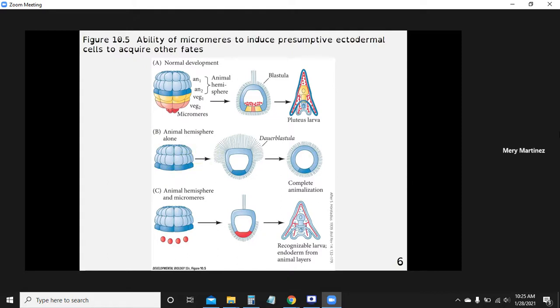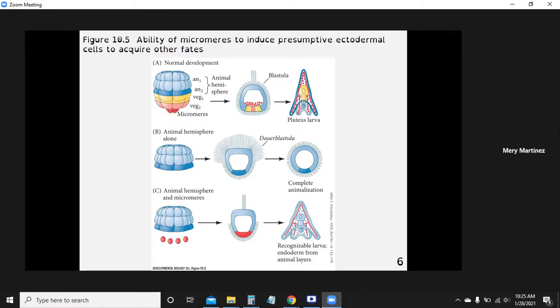Then we just have the induction of the external ectoderm, right? And the ectoderm was supposed to produce cells, and this is what it does. But we don't have the skeletogenic part, because that is induced by the micromeres, okay?